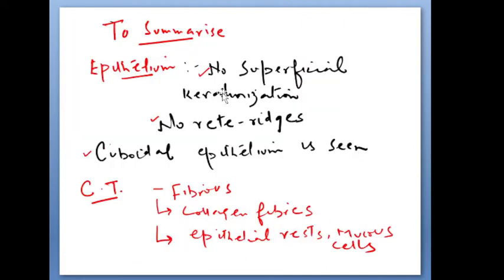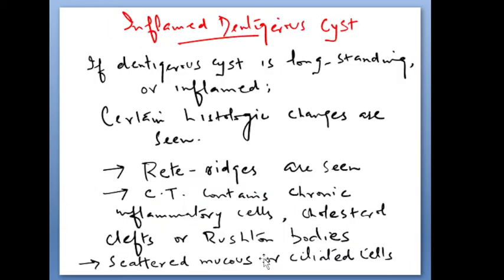So to summarize, the epithelium has no superficial keratinization, there are no rete ridges, and cuboidal epithelium loosely arranged. Whereas connective tissue, fibrous, contains collagen fibers, epithelial rests, mucous cells, and very rarely ciliated cells.